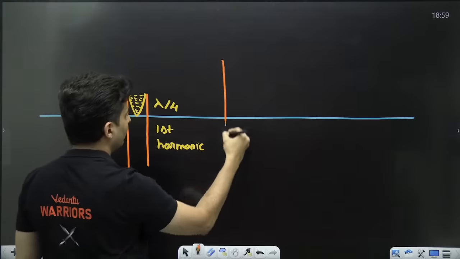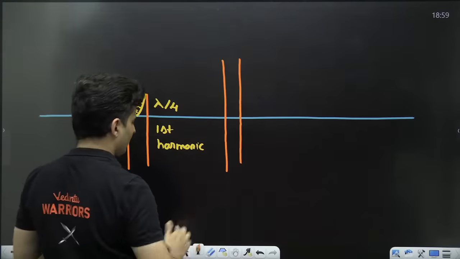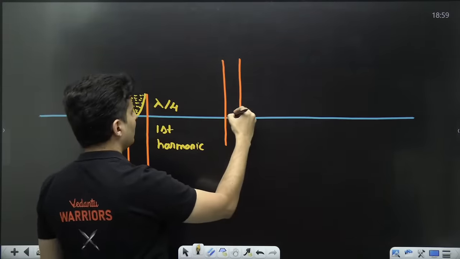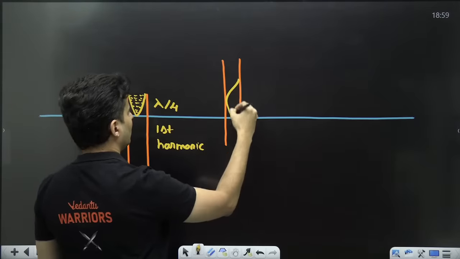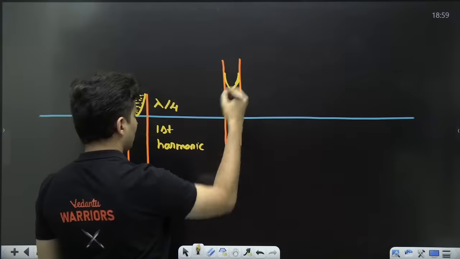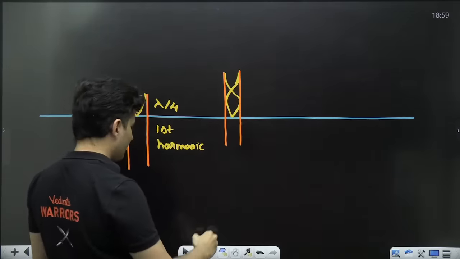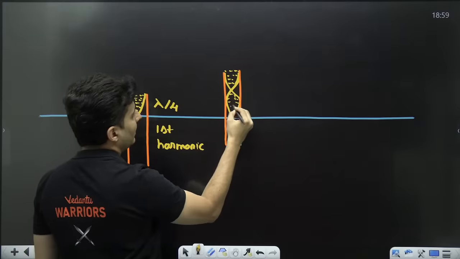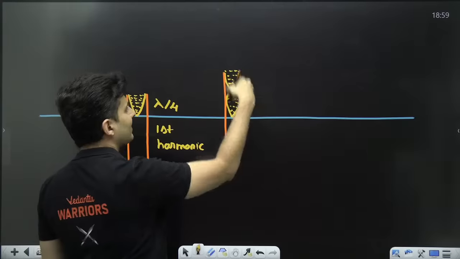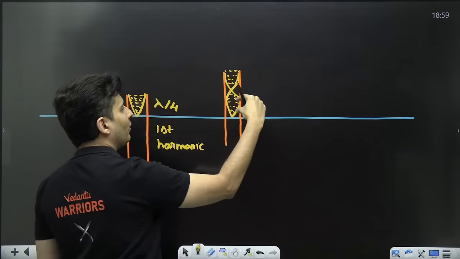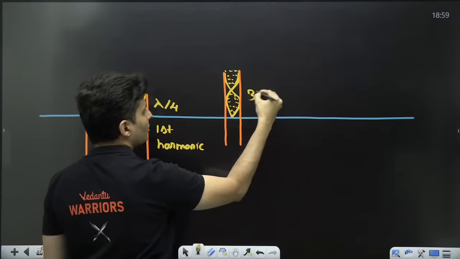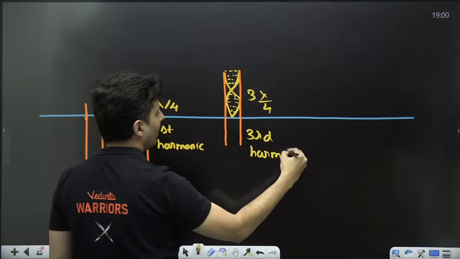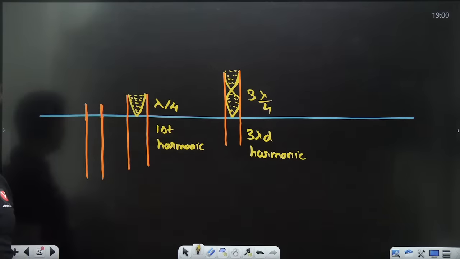You take it out further, maybe over here, something like this. Then you might get the next harmonic. Something like this. Yes, this is antinode, again a node, again antinode, and again a node. So this wavelength is 3 lambda by 4. This is your third harmonic. See if this is very, very clear.